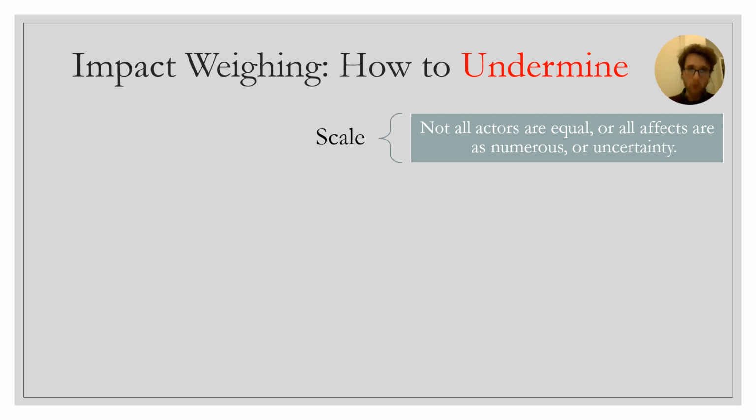So how would you do that? You just have to prove why not all actors are equal, or all actors are not as numerous as each other, or there's a massive degree of uncertainty about whether or not how many people are affected in the first place. On the first, this is probably the premise of your intensity or longevity of intensity of vulnerability analysis, as in by proving that vulnerability and intensity matters, you should have disproven that not all actors are equally valuable.